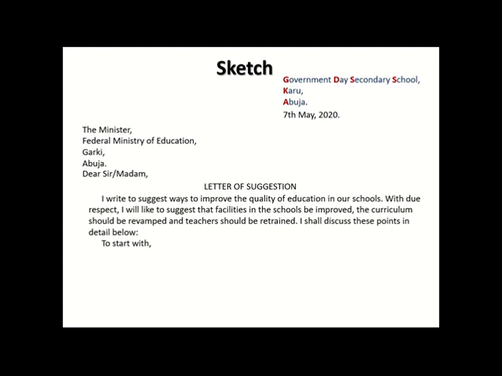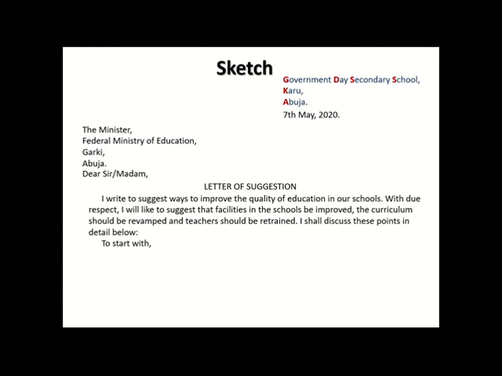So to start with, you start with facilities in the school should be improved. You discuss extensively on this. Then you move on to the next paragraph where you start with a linker like furthermore. Then you talk about the curriculum. Then you can have the next point where you can say moreover. You talk about the teachers, the fact that teachers should be retrained or should be trained. Then you close very well, hoping that your suggestions will be looked into and be adopted.